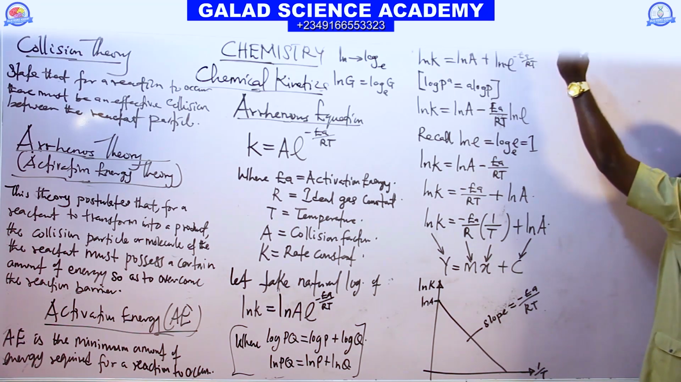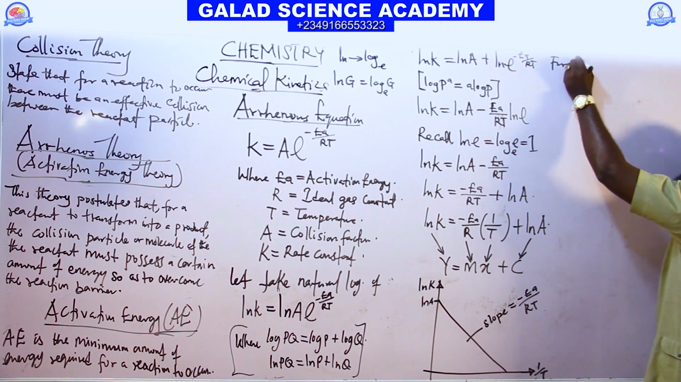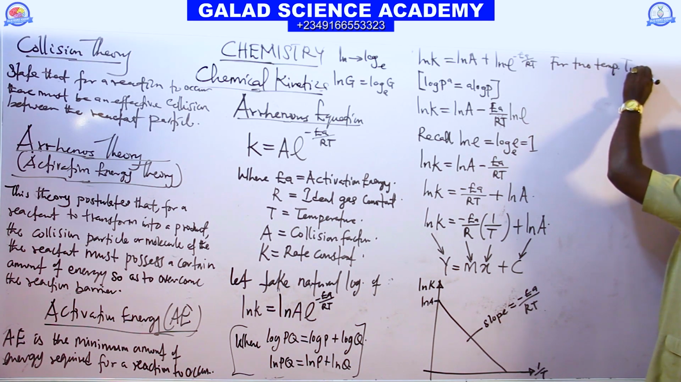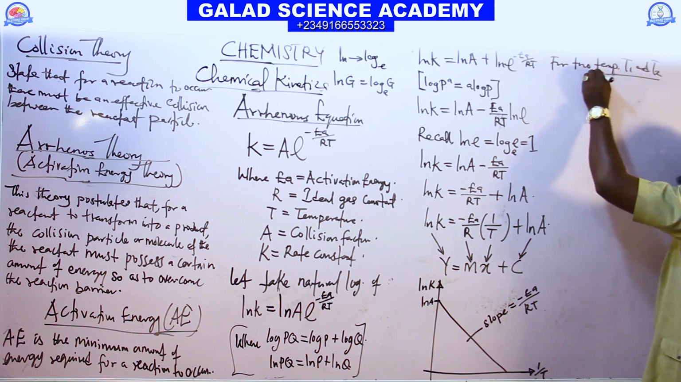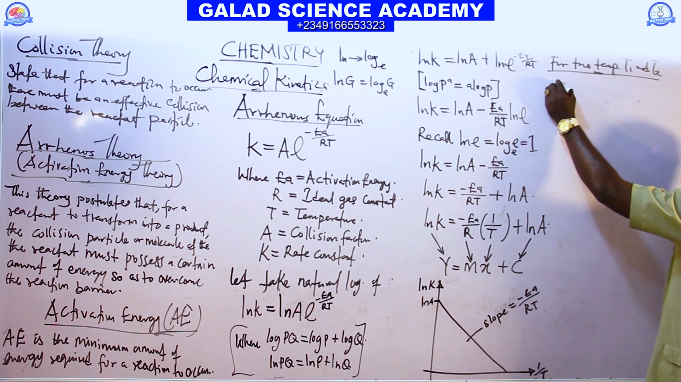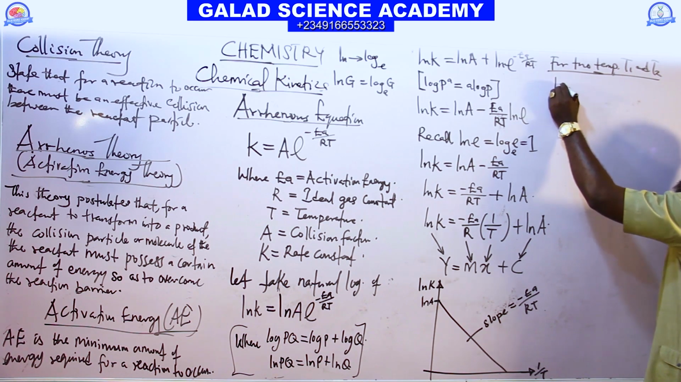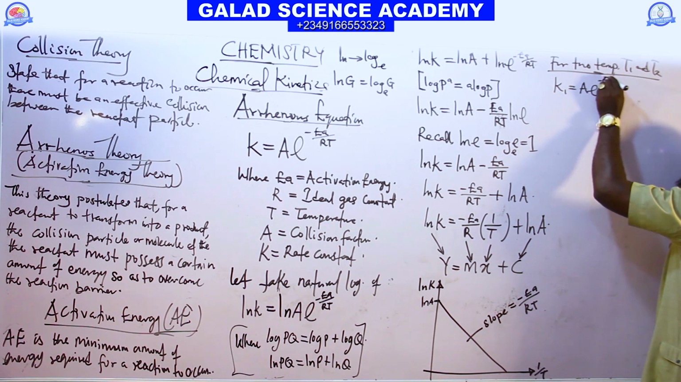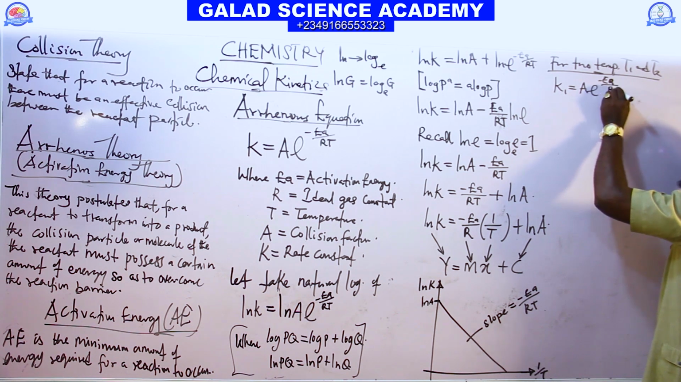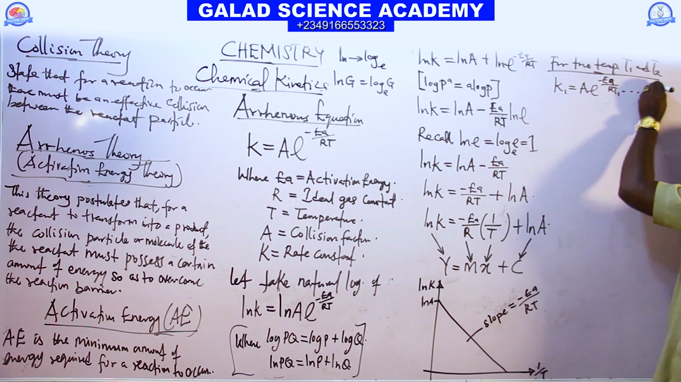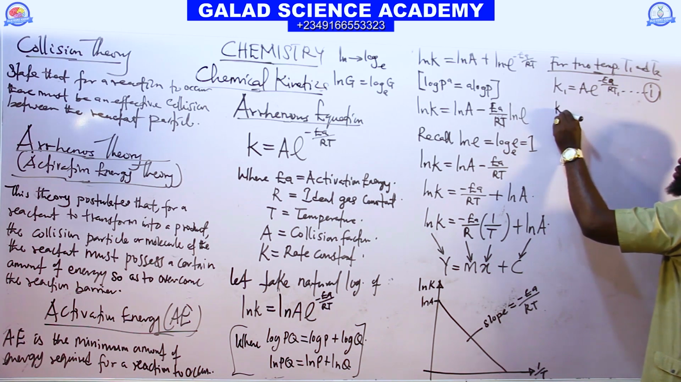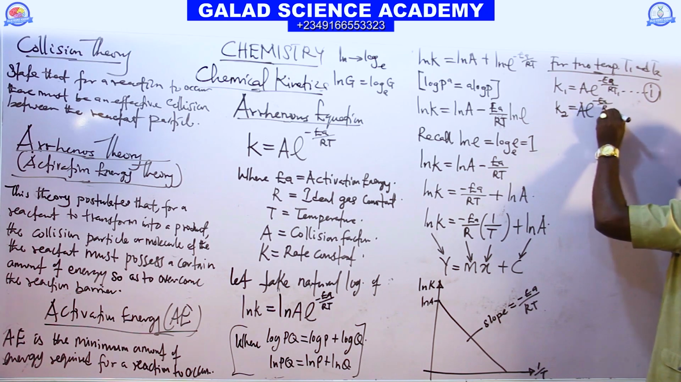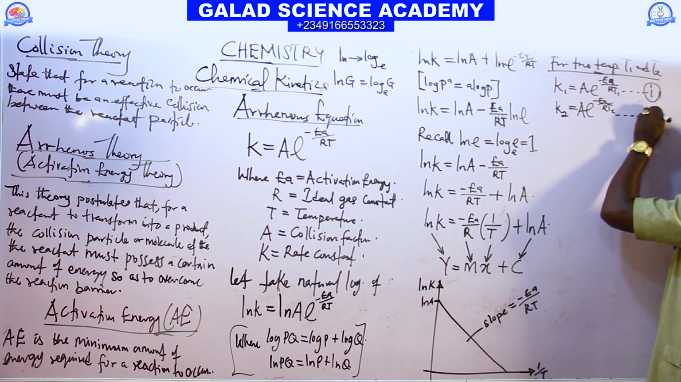If you are given two temperatures, T1 and T2, you can have k1 equal to A e to the minus Ea over RT1. This is equation 1. k2 will be A e to the minus Ea over RT2. This is equation 2.